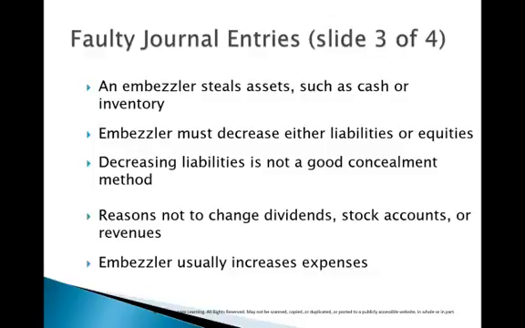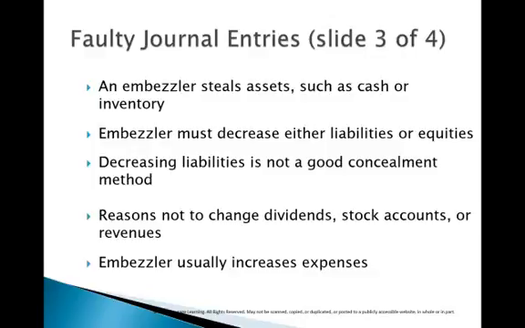You can't really change dividends, stock accounts, or revenues. So to get the asset off the balance sheet, because you took that asset away, you need to debit something else. So you credit the asset, like inventory that you stole, and then you usually debit an expense. So this is where employees are stealing. You're not committing financial statement fraud. Employees are stealing and trying to cover it up.